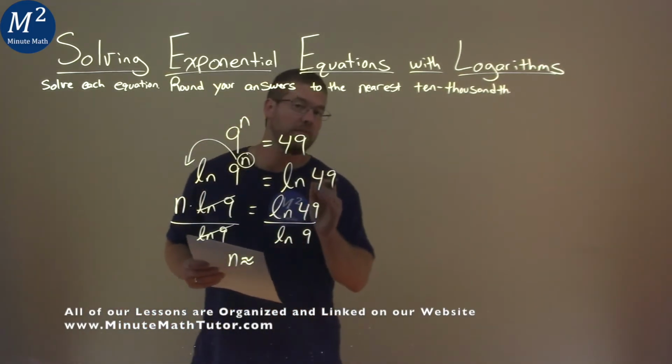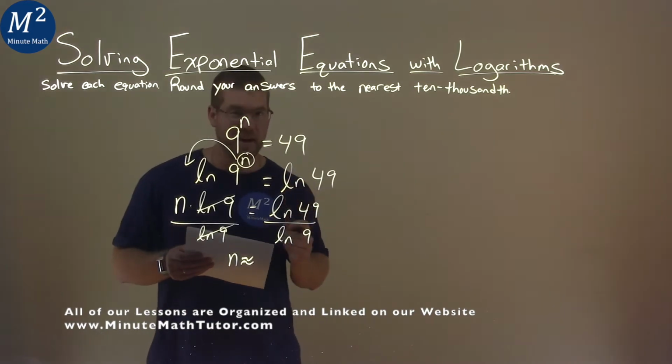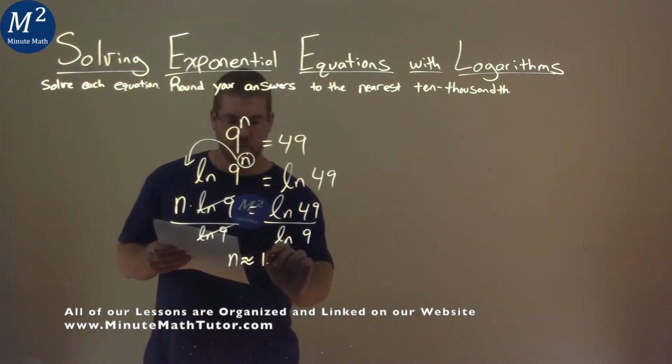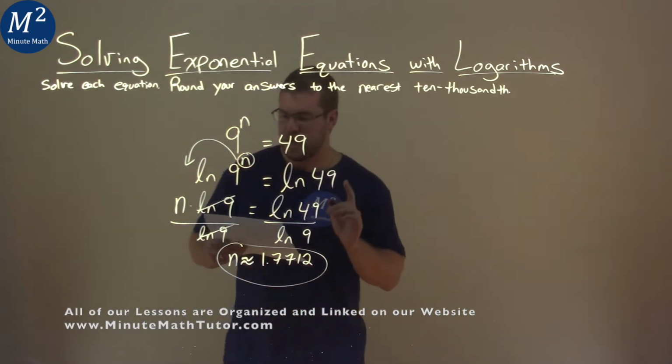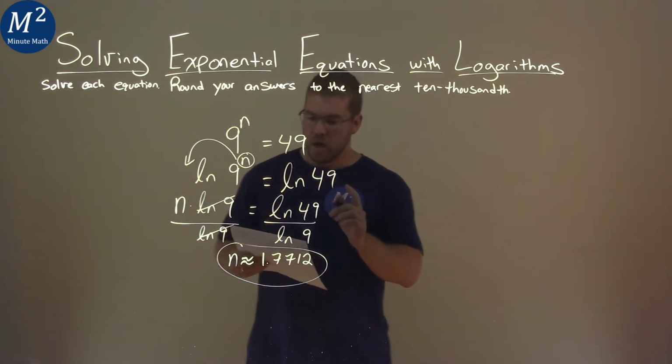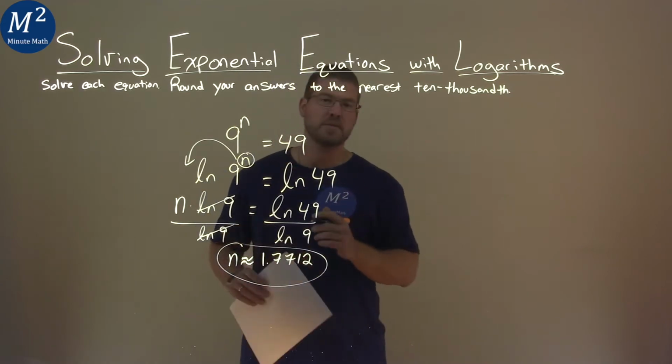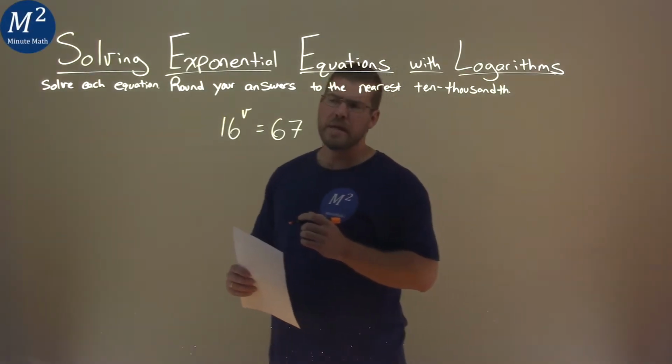And the natural log of 49 divided by the natural log of 9 comes out to be 1.7712. And so our final answer here is n is approximately equal to 1.7712.